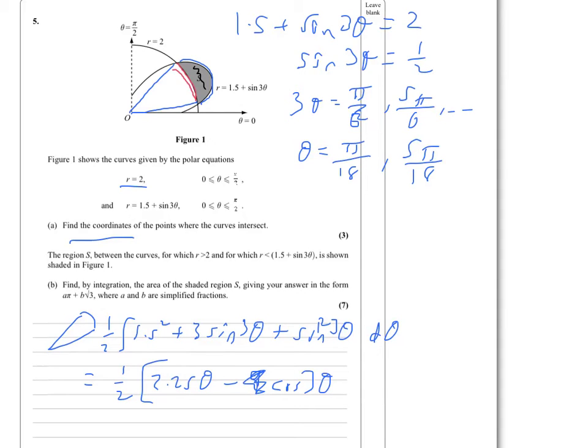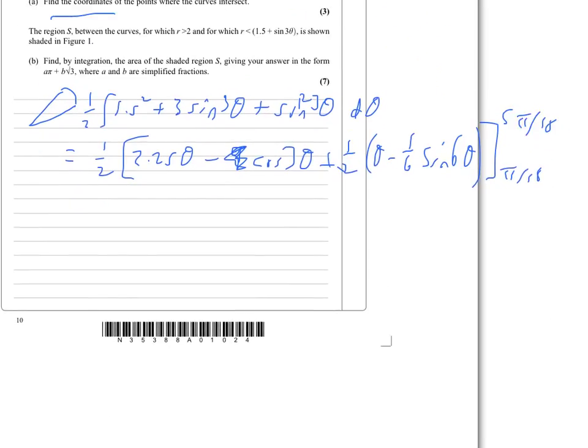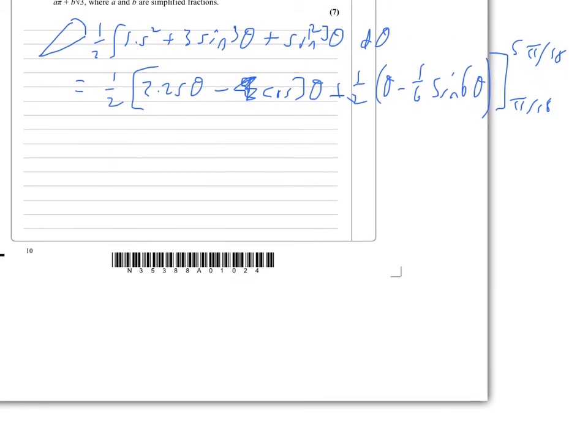Now sine squared 3 theta, using the cosine 2 theta identity, is going to come from half theta minus 1/6 sine 6 theta. That's by writing sine squared 3 theta using the cosine 2x equals cosine squared minus sine squared, and doing all the usual stuff. We're going to go from pi by 18 to 5 pi by 18. Now I'm going to whip out a calculator, and we get the answer to that.